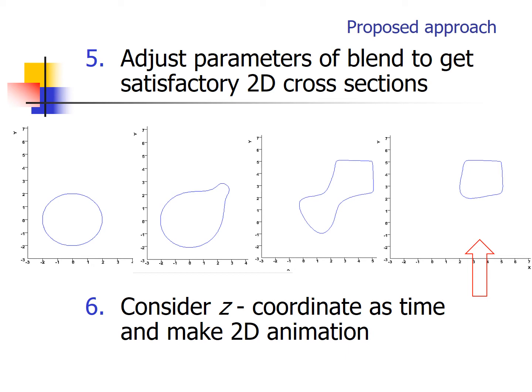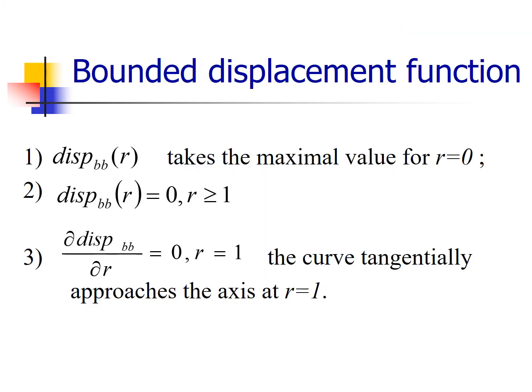As shown on this slide in the right figure, the initial shapes cannot be obtained even in cross-sections with large absolute values of z-coordinates, because the global or unbounded blending is applied. Therefore, to solve this problem, we have to use the bounded blending operation. Let's recall that bounded blending operation uses a bounded displacement function that limits the area of influence of blending.